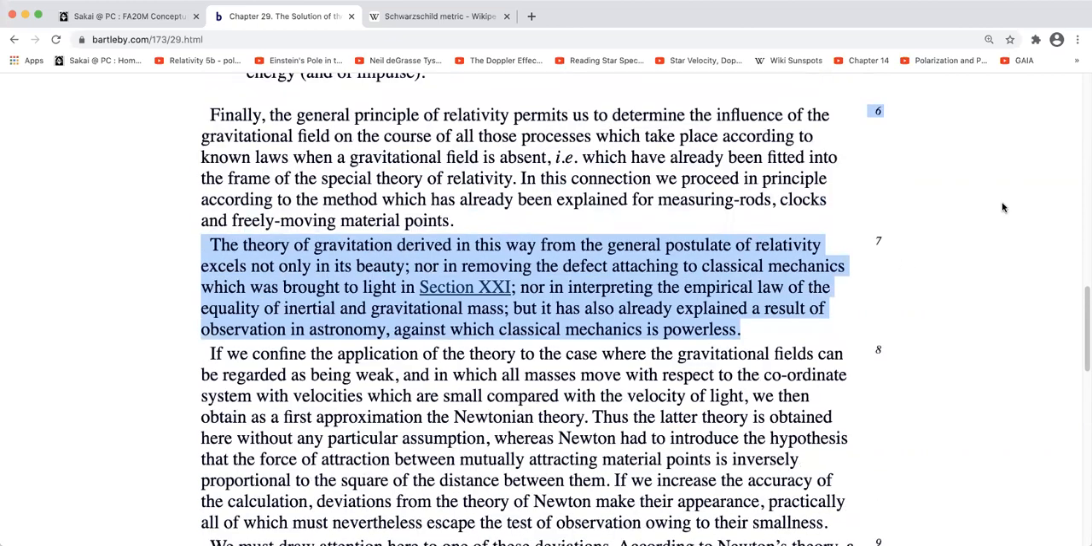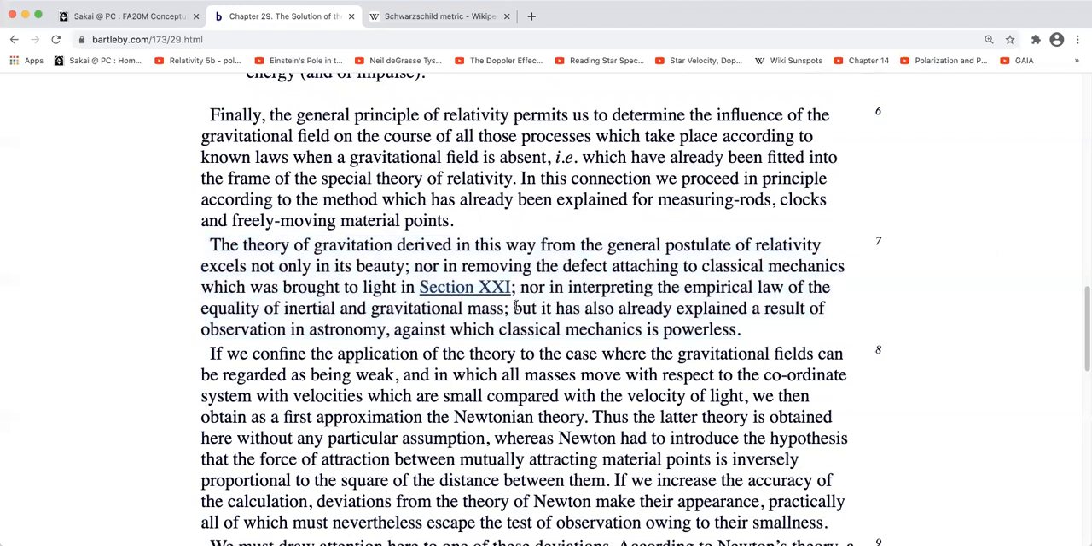The theory of gravitation derived in this way from the general postulate of relativity excels not only in its beauty, nor in removing the defect attaching to classical mechanics, which was brought to light in section 21, nor in interpreting the empirical law of the equality of inertial and gravitational mass, but it has also already explained a result of observation in astronomy against which classical mechanics is powerless. Oh, very good, thank you.